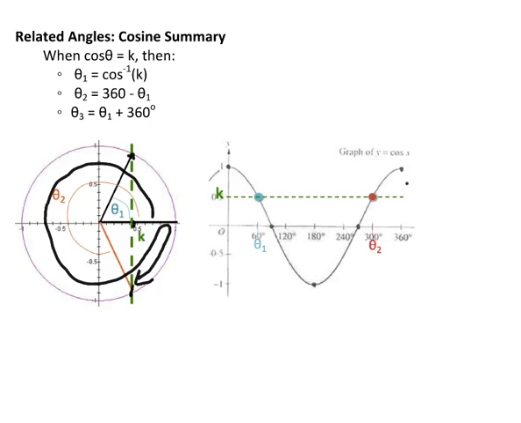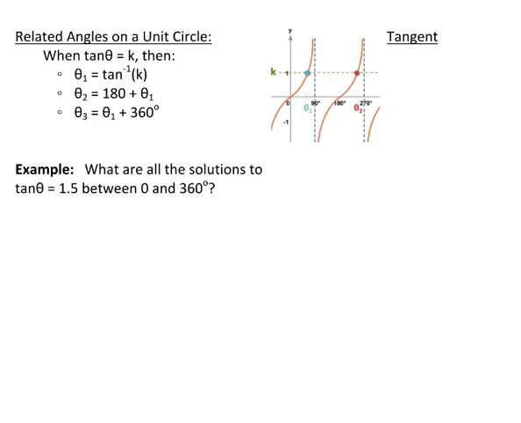This is what the cosine function looks like. So you can see when cos is equal to some k value, that happens at 2 different thetas. And you'll notice that the difference from 0 to theta 1 is the same as the distance from theta 2 to 360. And that's why that 360 minus theta 1 move works. But we'll spend more time with those graphs in our next unit. All right, our last one is the tangent.